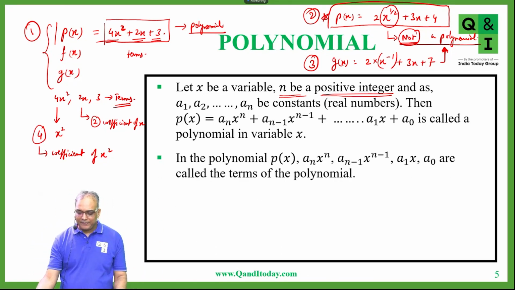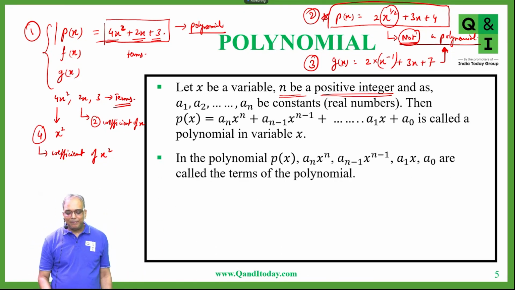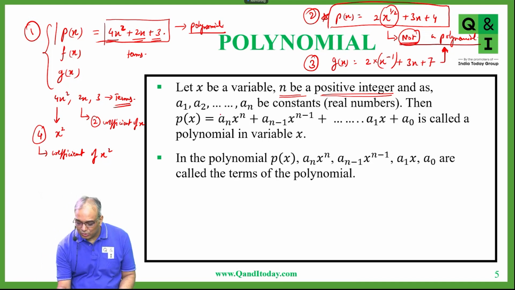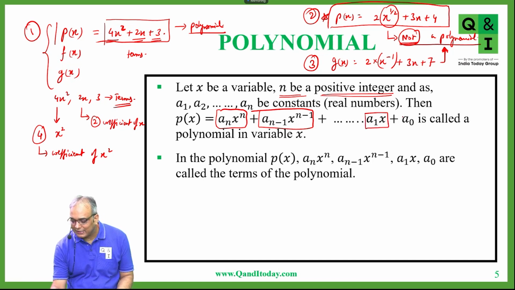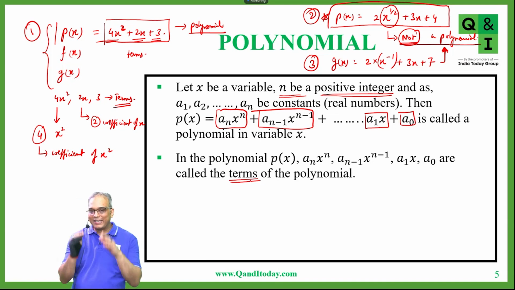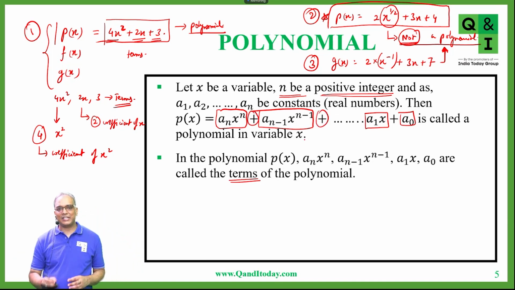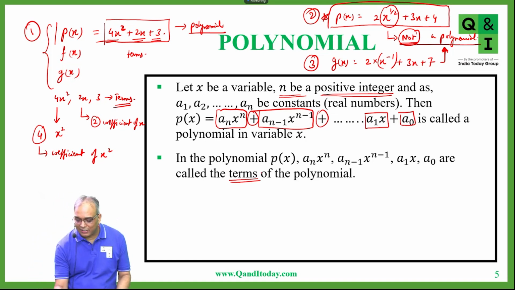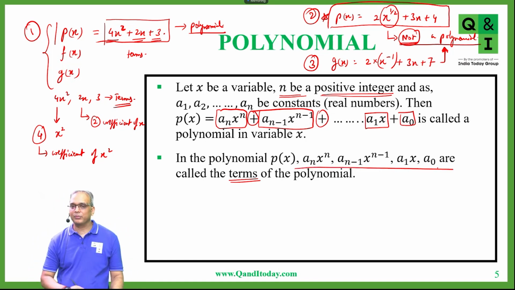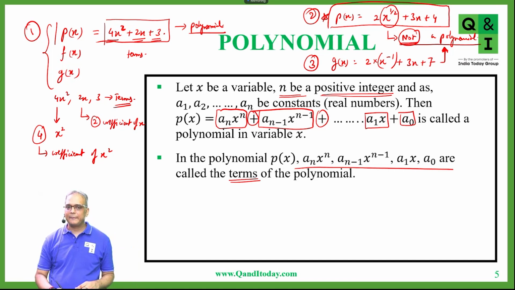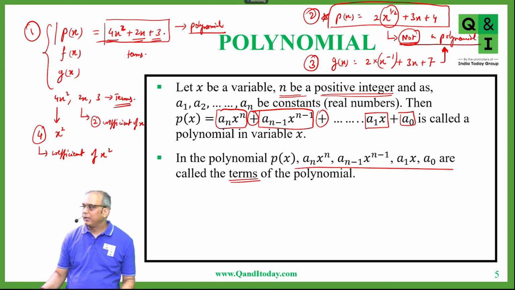Students, in the polynomial p(x), this an xn, similarly an minus 1 xn minus 1, a1x and a0, these are called the terms of the polynomial. They are separated by either a positive sign or a negative sign between them. So these are called terms of a polynomial. Is everyone clear what the terms of a polynomial are? Yes, sir. Okay.